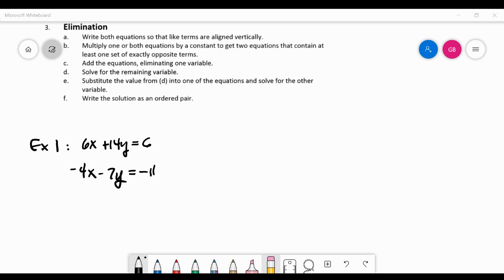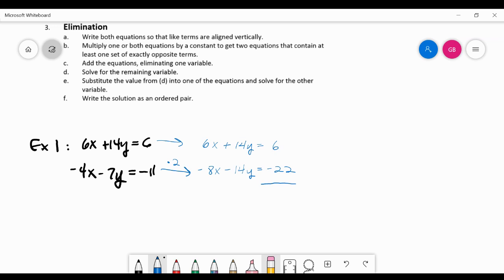So for this one, what I'm going to do is this. I'm going to take the second equation and multiply everything by 2. So that's going to turn the equation into negative 8x minus 14y is equal to negative 22. So I multiplied everything by 2. The top equation, I'm going to leave the same: 6x plus 14y is equal to 6. So now notice that we have a positive 14y and a negative 14y. So therefore we could eliminate the y's now.